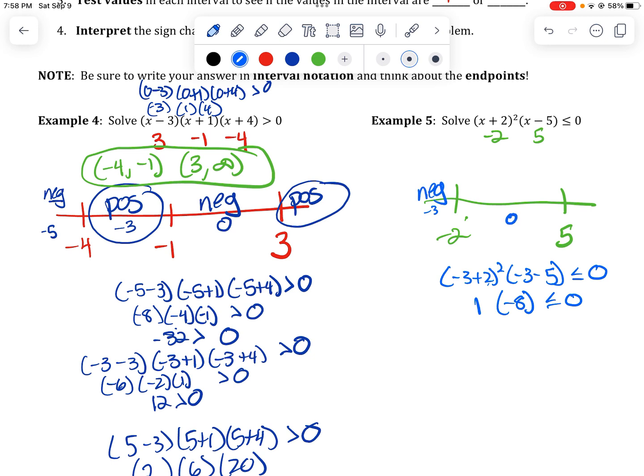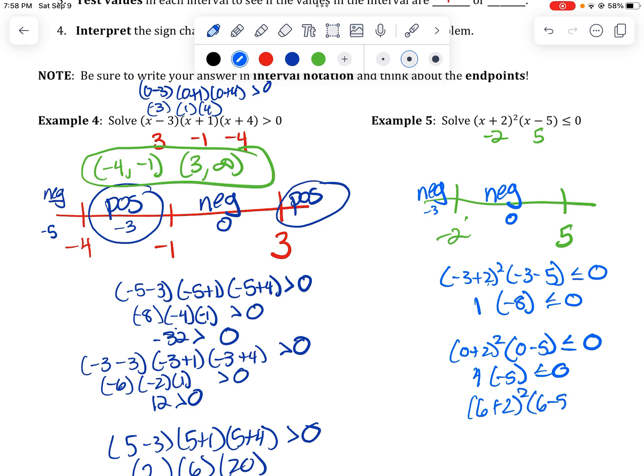Again, I always like to test 0. 0 plus 2 squared, 0 minus 5. Is that less than or equal to 0? So that's 4 times -5. Well, that's negative. And then one bigger. So let's try 6. 6 plus 2 squared, 6 minus 5. Is that less than or equal to 0? So 8 squared times 1. No, because this is positive.